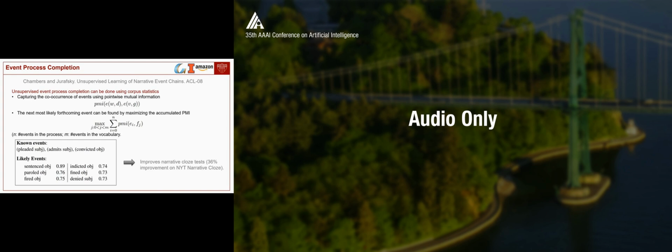So one of the earliest attempts to automatically complete the event process, which follows the aforementioned first problem definition, is published by Chambers and Jurafsky in 2008. This pioneering work seeks to conduct unsupervised event process completion based on corpus statistics. The principle is that given a very large corpus, in this work, the authors used 11 years of Gigaword corpus, and their system captures the co-occurrence of events in the same local context based on their PMI.